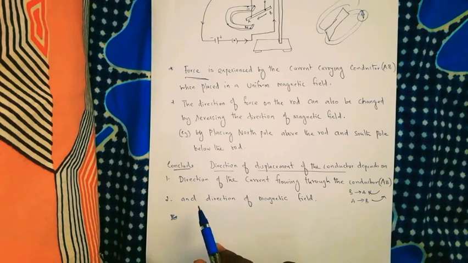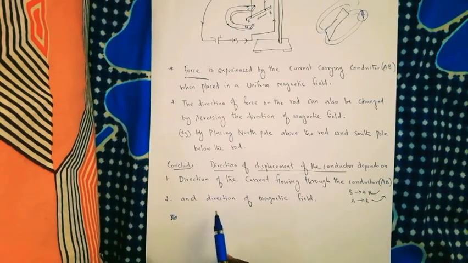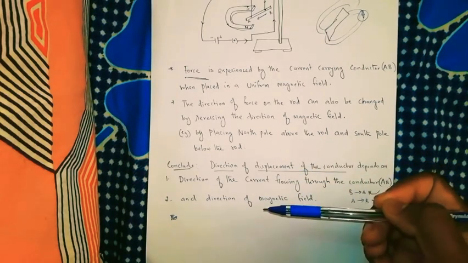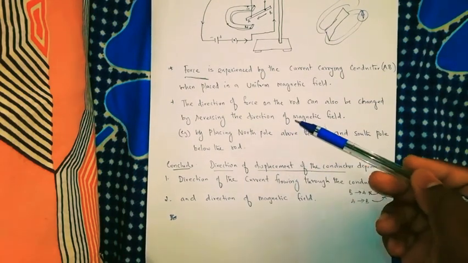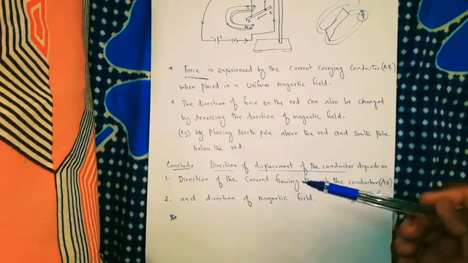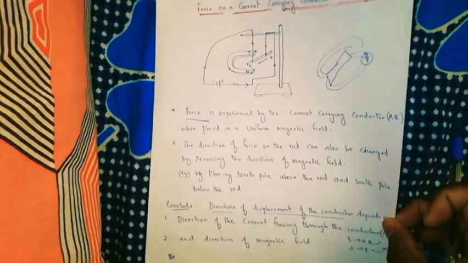So the second thing is the direction of the displacement of the conductor depends on the direction of the magnetic field. So you can change the direction of the magnetic field by keeping the south pole on the top and north pole on the bottom, or north pole on the top, south pole on the bottom. Then also the direction of the displacement of the conductor will change. Okay, that is what we are learning from this activity.